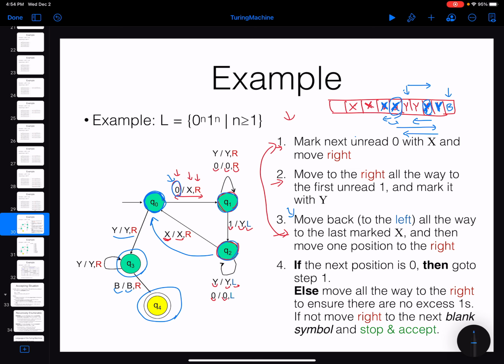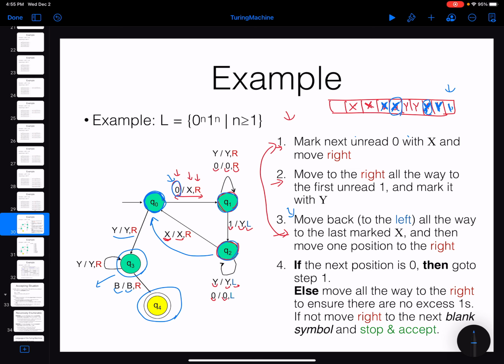What would happen if there are more ones than zeros? For example, if there is another 1 here after the number of y's that you have checked. If there is a y here from q3, there is no move over a 1. There is no transition from Q3 that can read a 1 from the tape. Because there is no transition, it's going to crash.